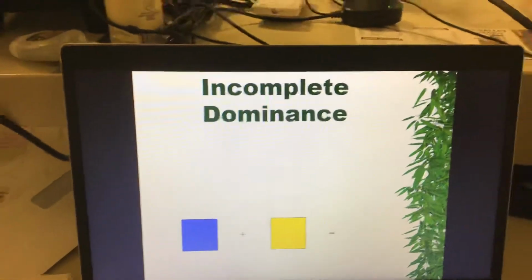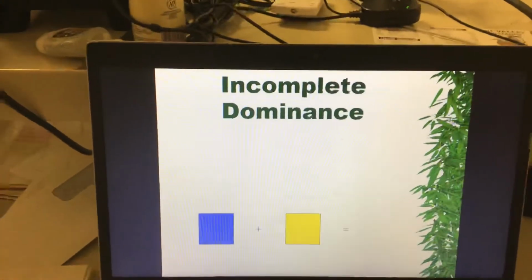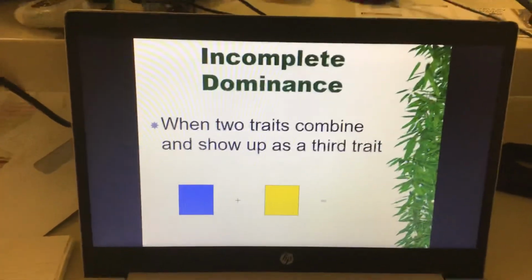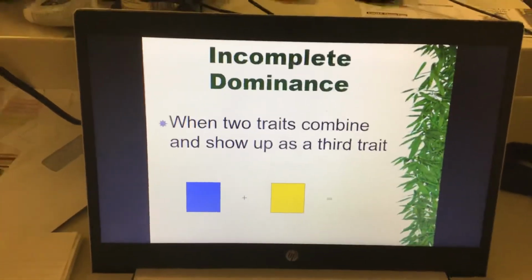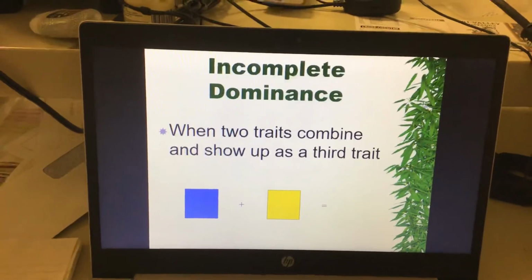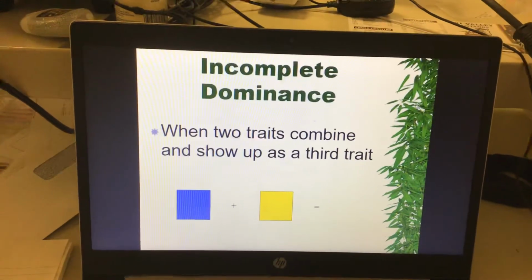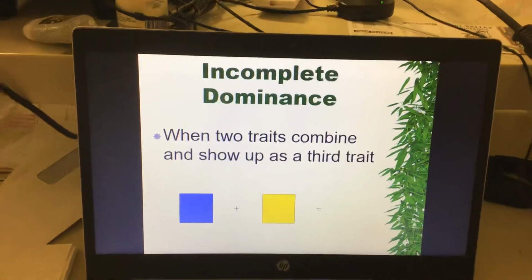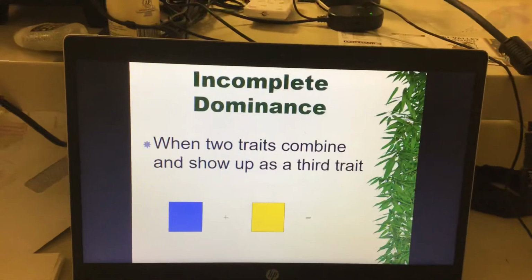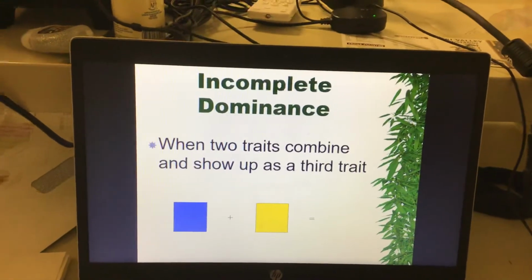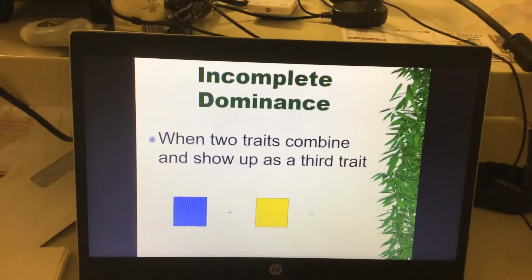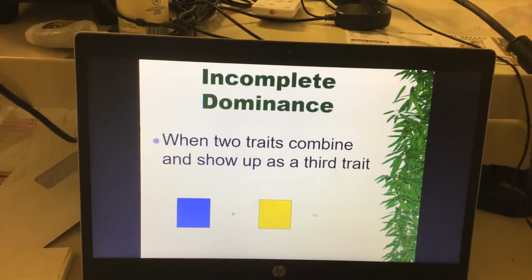All right, your heading today is incomplete dominance. And there's a little definition. We're going to talk incomplete dominance. Yesterday, we talked complete dominance when we had two traits and one showed and the other was hidden. Well, today, we're talking incomplete dominance, when two traits combine and show up as a third.